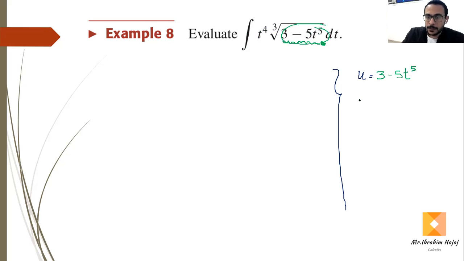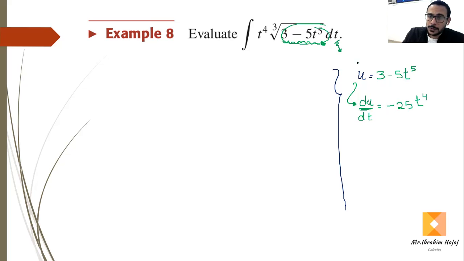Yes. Then differentiate, find the derivative. Differentiation, not integration. Here differentiation to find the dt, to replace dt. Wait a minute. du over dt equals the derivative of 3, which is 0, minus 25t to the power of 4. Negative what, as you said? 25t to the power of 4.